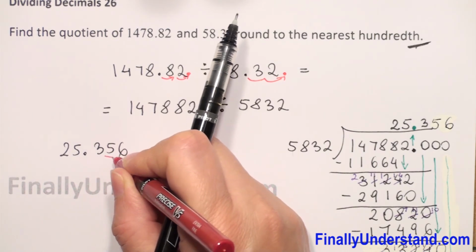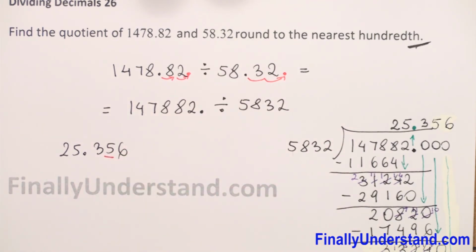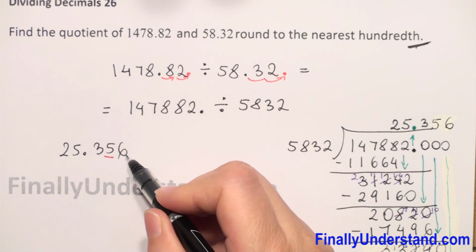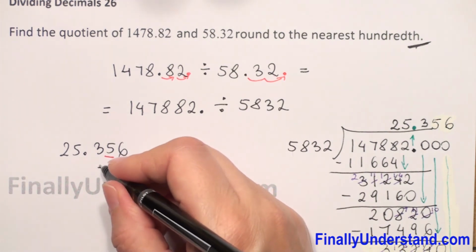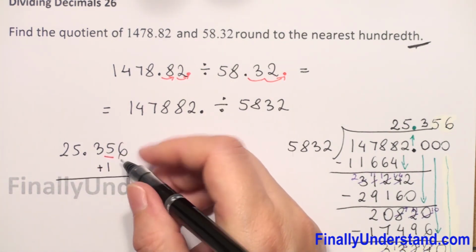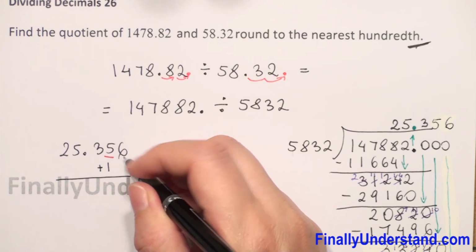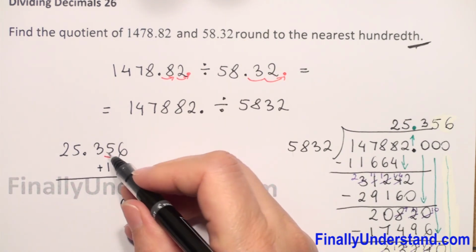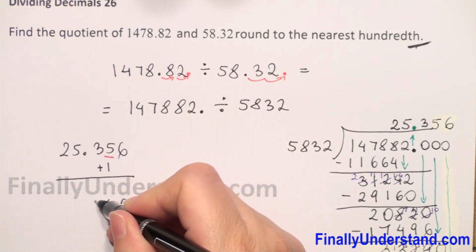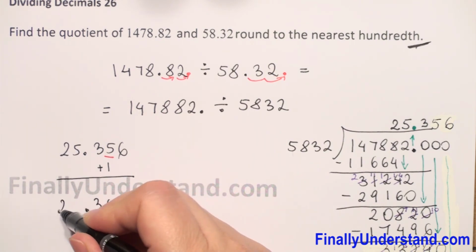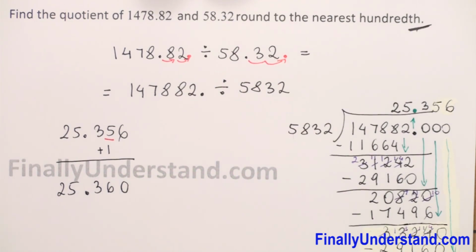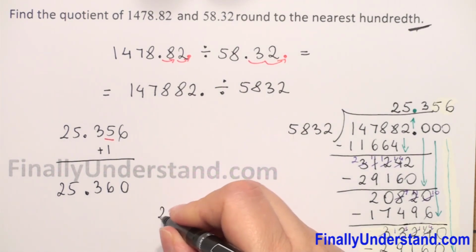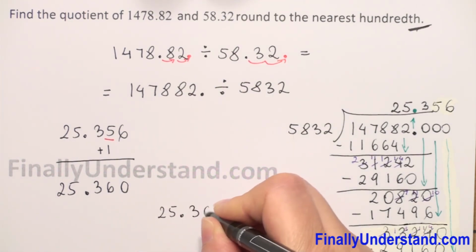The hundredth is the second digit after the decimal point, and we check what is after our underlined digit, which is 6. When we have a number greater than 5, we need to add 1 to our underlined digit, and everything after our underlined digit we have to change to 0. 5 plus 1 is 6, and everything before our underlined digit we have to rewrite. So our solution will be 25 decimal point 36.